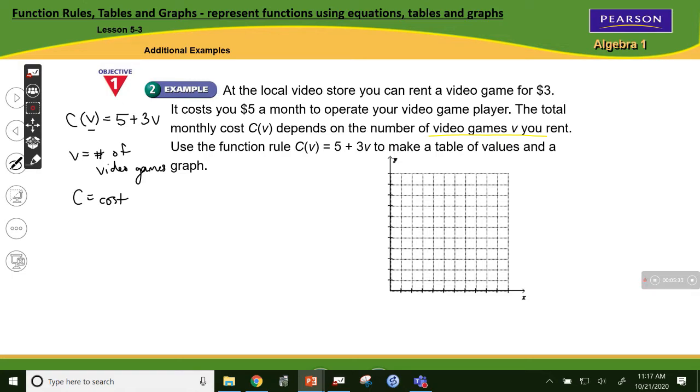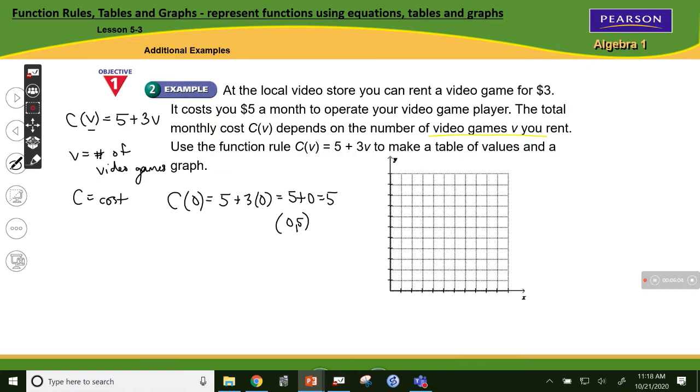So it wants us to make a table of values. Again, we want to be purposeful in our choices. We're talking about real things here. So I always think, okay, I'm talking about video games. What's the smallest number of video games I can own? That would be 0. So the first number I'm going to plug in is 0. So I write that out. C of 0 equals 5 plus 3 times 0, which is equal to 5 plus 0, which is equal to 5. So I've just found the point (0, 5).